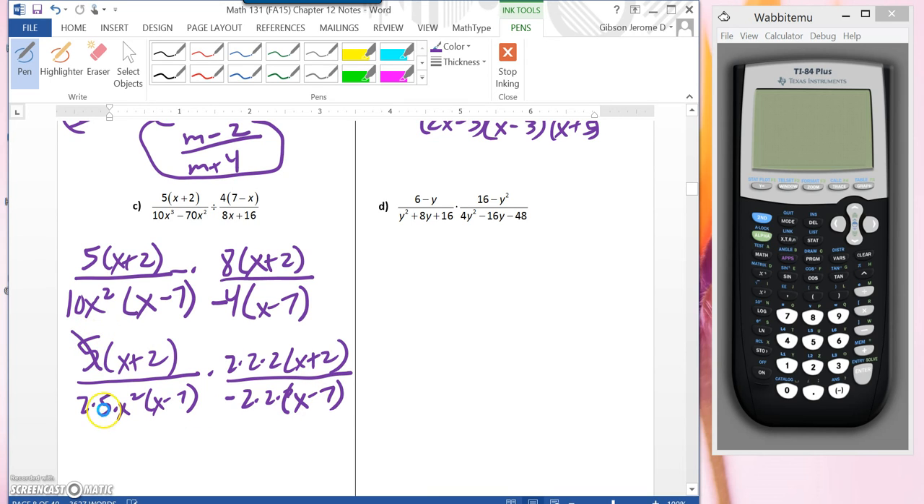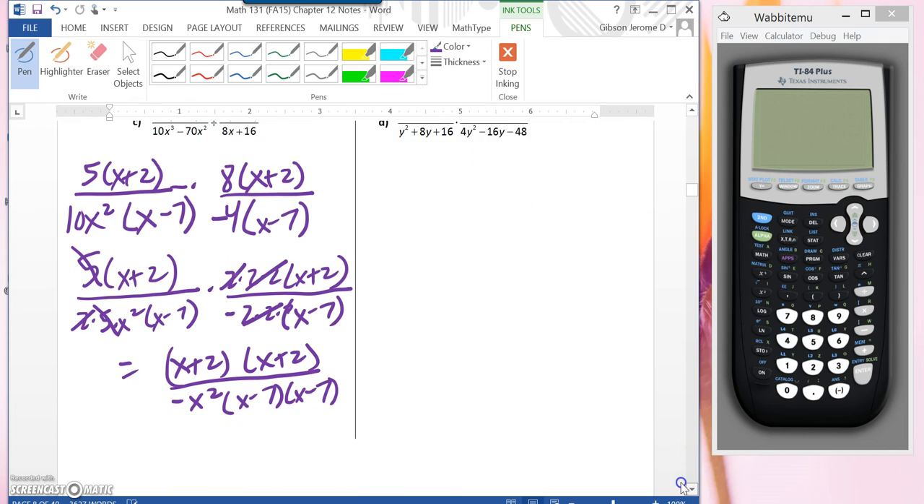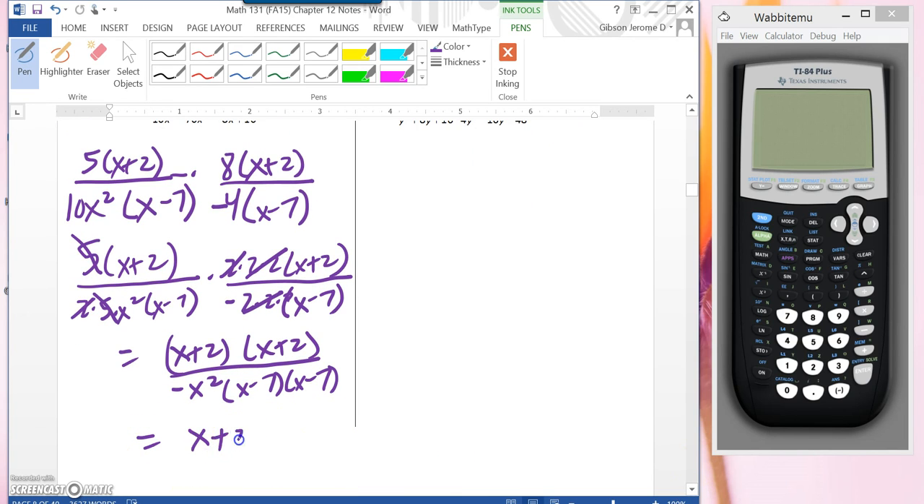Then we simplify. The 5 simplify out. There's one set of 2's and 2 more sets of 2's. And then what we will have is x plus 2 times x plus 2 in our numerator. In our denominator, we will have a negative x squared times x minus 7 times x minus 7. Now, there's another way we could write this. We can make this x plus 2 parentheses squared all over negative x squared times x minus 7 parentheses squared. And that could be the final answer.